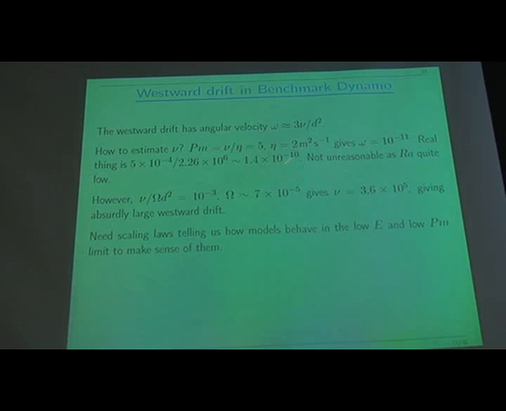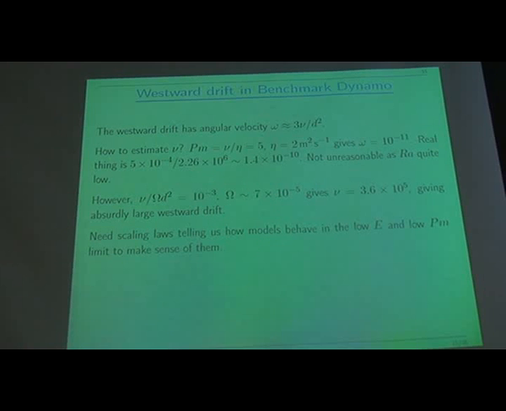It's a little slow compared to the real thing. The Rayleigh number is quite small, so you expect to get something a bit slower than the real thing. So that gets you an answer which is not unreasonable for the westward drift. But if you try to use the true value of omega, then you get an absurdly large westward drift.